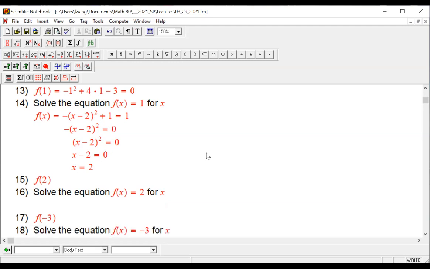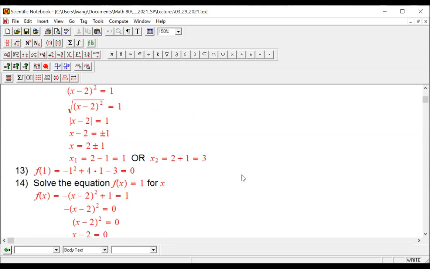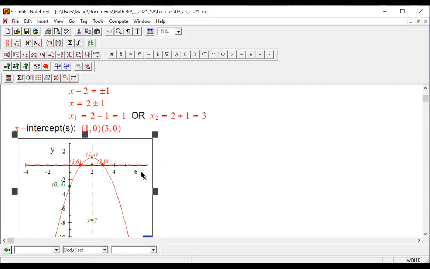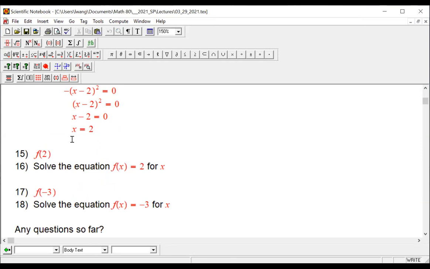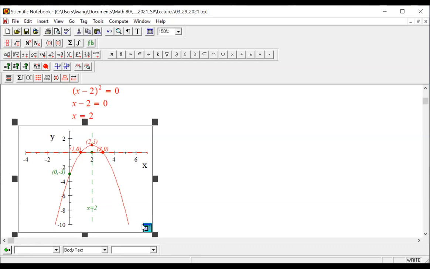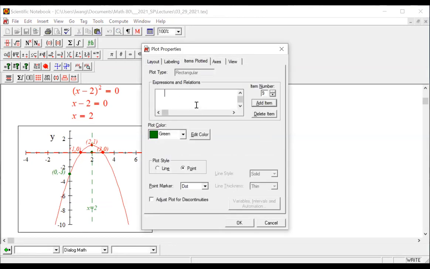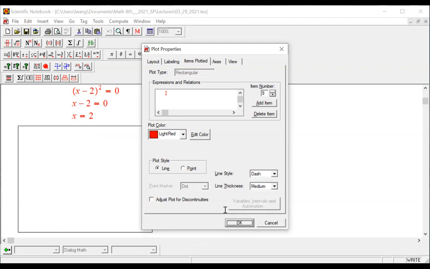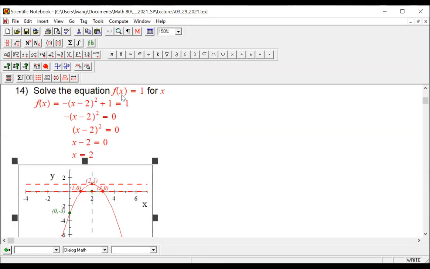Well, this should not surprise us. Right? Why doesn't this surprise us? Because by drawing f of x equals one, we have a horizontal cut. This horizontal cut is the horizontal line y equals one, and this line cuts the parabola. So when you use a horizontal line at the same level as the vertex, there's only one touch. It touches the curve at only one point. So this is another interesting phenomenon, right? So I'm going to mark this here.